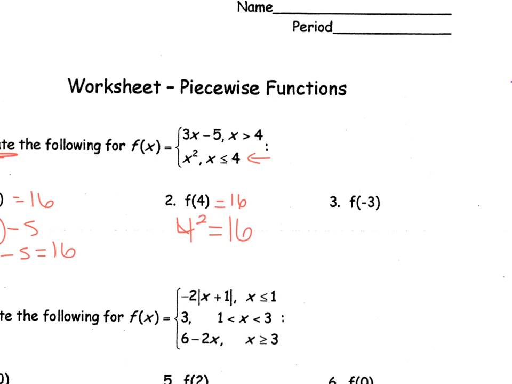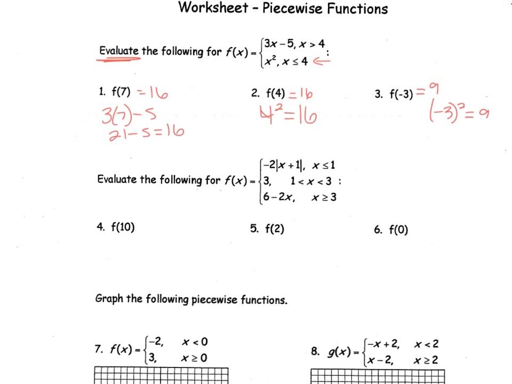Okay, same thing, f of negative 3, which one are you going to use? Well, negative 3 is less than 4, so that would be under the second one. So you would have negative 3 squared. So the value f of negative 3 would be positive 9.